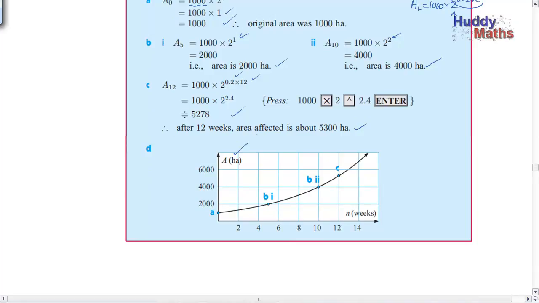Just remember here, can't have x and y. You must have it in the context of the practical situation. Must have a scale here, and here we should have hectares, units, and here weeks, and label carefully. Don't assume that each division is 1. It's not here, it's 2s. And up here the divisions are 2000s. So it must all be labelled.